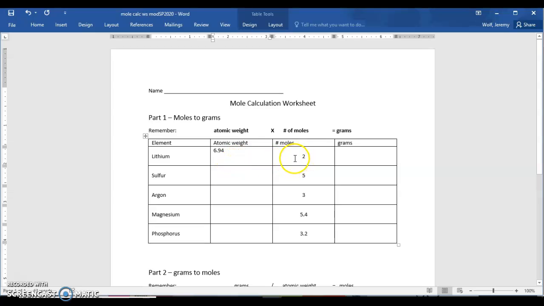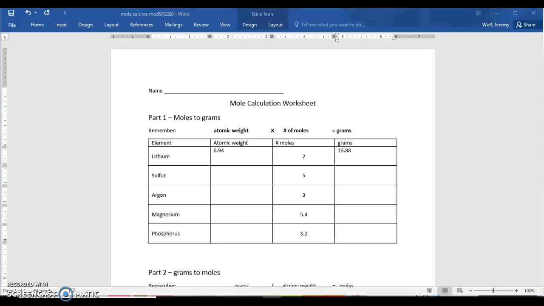So 6.94, I'm using my calculator. You can use a calculator on your phone or anything like that. And then you get the grams, which is 13.88. There you go. So let's try it again with sulfur.